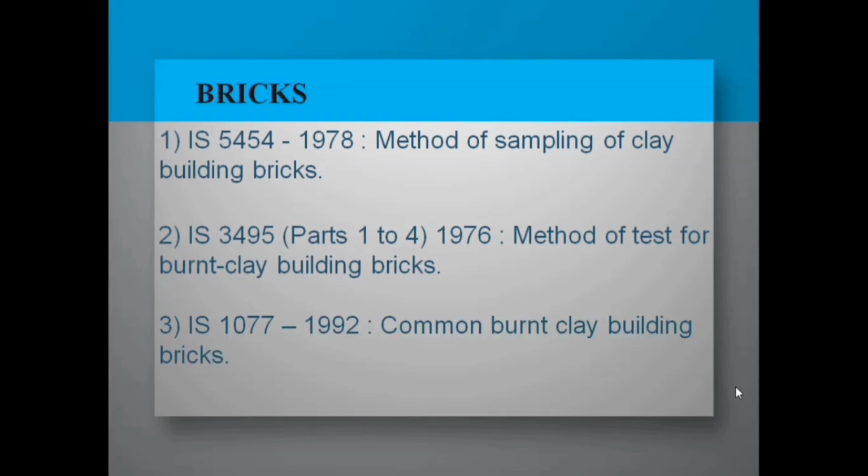Next, IS 1077 1992, Common Burnt Clay Building Bricks. This standard lays down requirements for classification, general quality, dimensions, and physical requirements of common burnt clay building bricks used in buildings. This code only includes compressive strength less than 40 Newton per mm square. If you want to know about higher strength building bricks, then you can refer to IS 2180 1988.